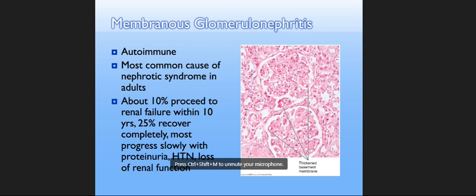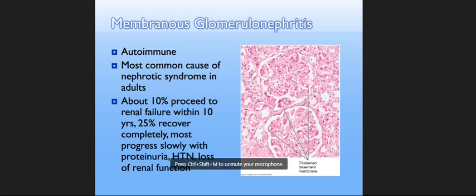And they are having proteinuria, hypertension, loss of renal function. So they are progressing, but slowly, to end-stage kidney disease. So the most lucky group in this entity is the 25% who will recover completely. Other people will go rapidly to end-stage kidney failure, or slowly, but they will reach it at the end.